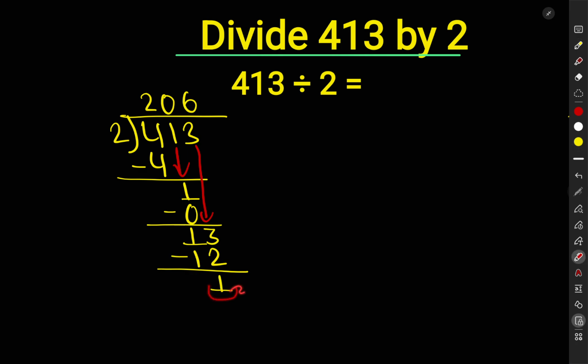So now this 1 is less than 2 and there is no other number beside. So we put here a decimal so that we take 0, and 2 times 5 means 10. On subtracting it is 0. So 413 divided by 2 is 206.5.